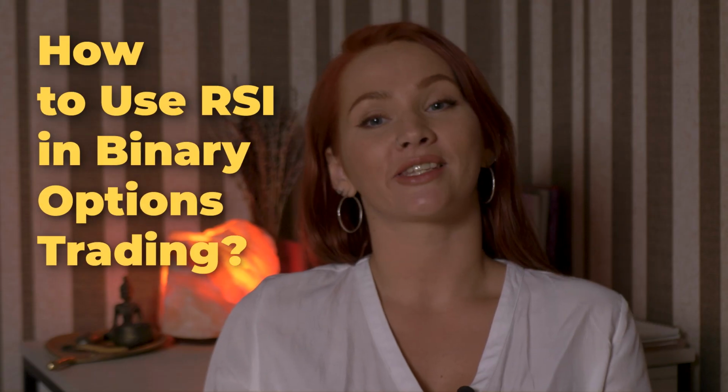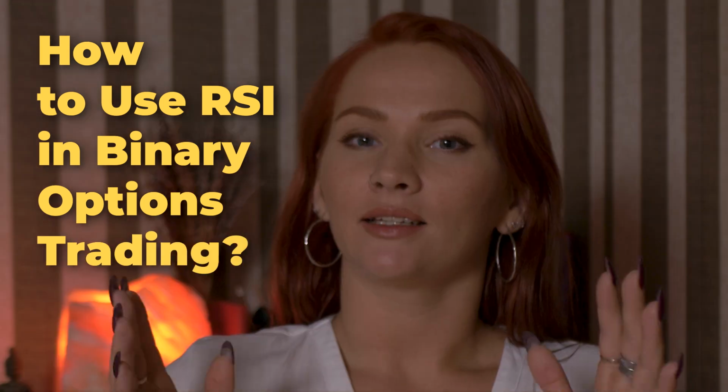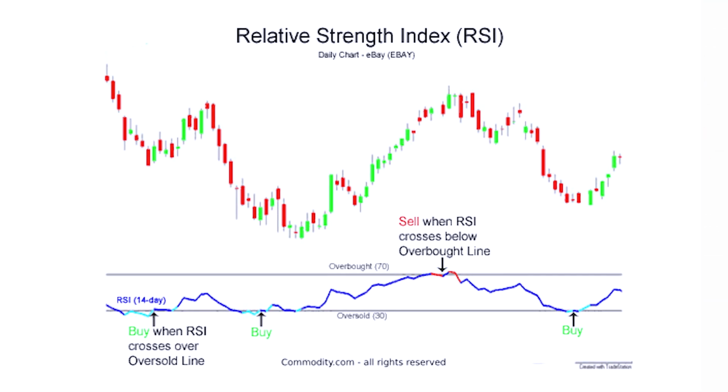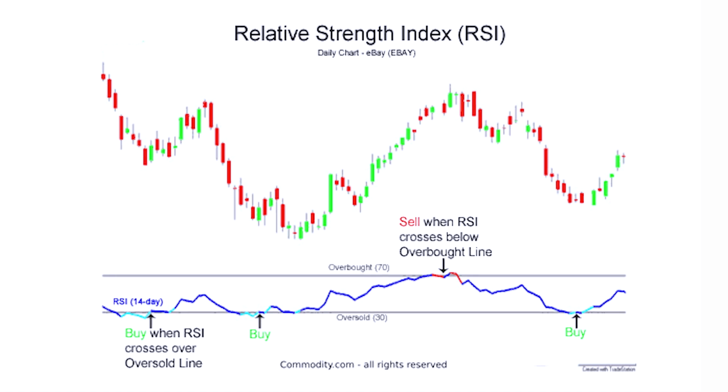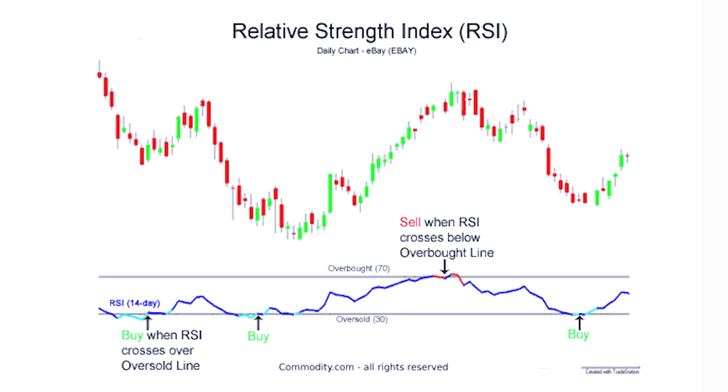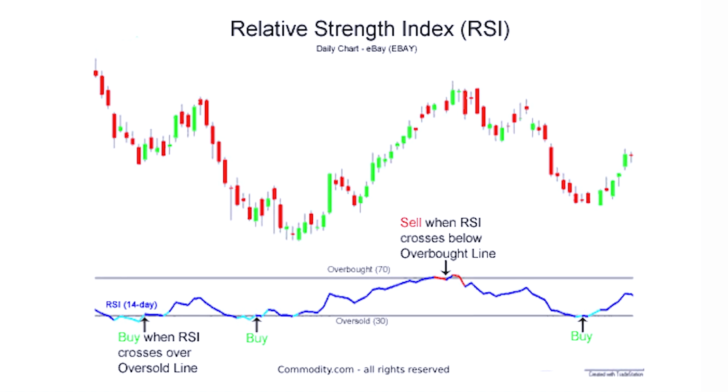How to use RSI in binary options trading? Let's say you see that the RSI crossed the 70 mark from top to bottom. This may be a signal to open a short position, and if the RSI crosses the 30 mark from bottom to top, this may indicate a price reversal, and this is a perfect moment to buy.